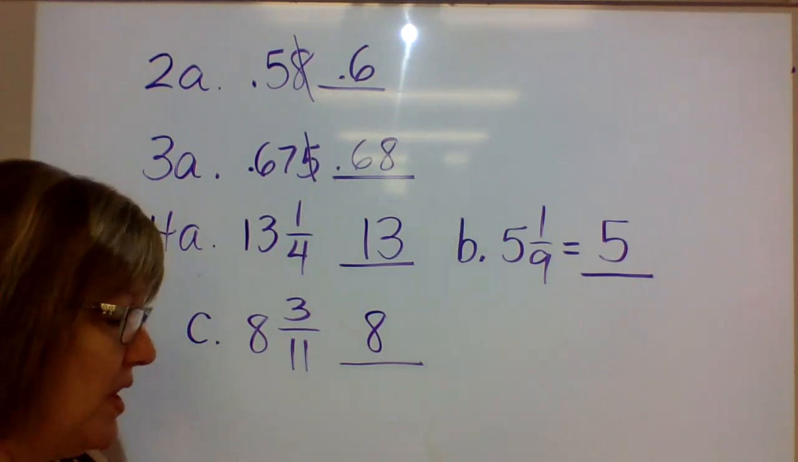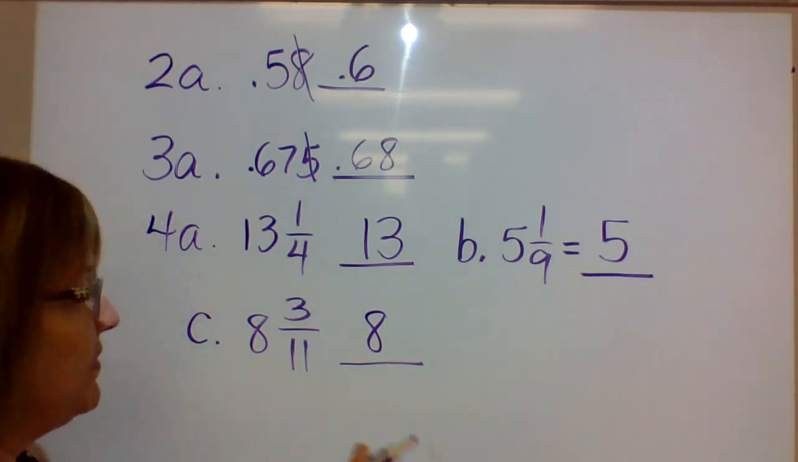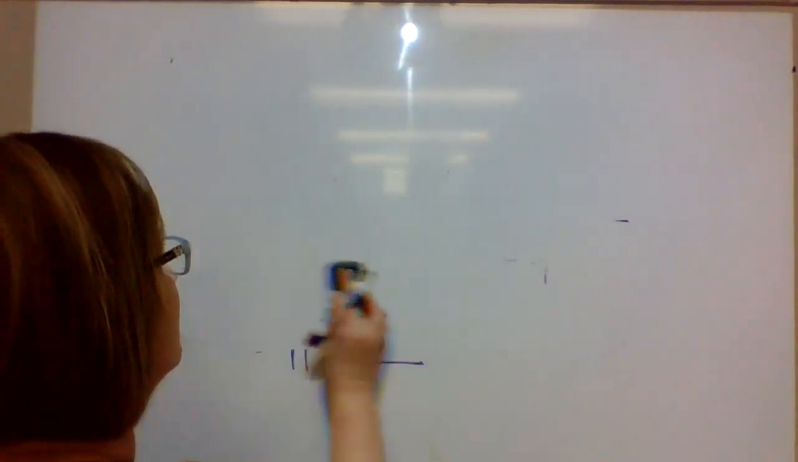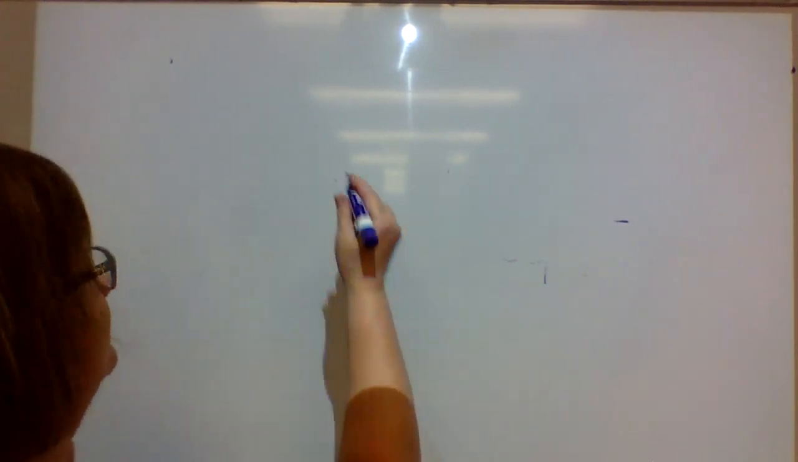Do you see? Okay, D, I'm going to erase these because it'll go off the screen. D is 6 7/9, and that's the last one.